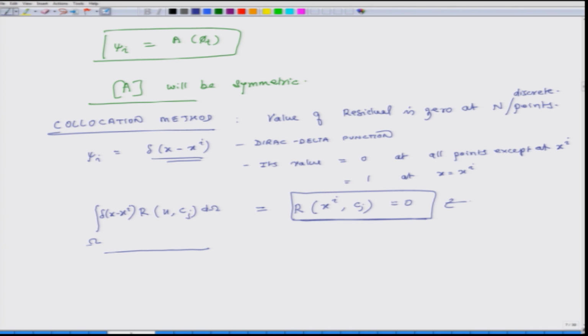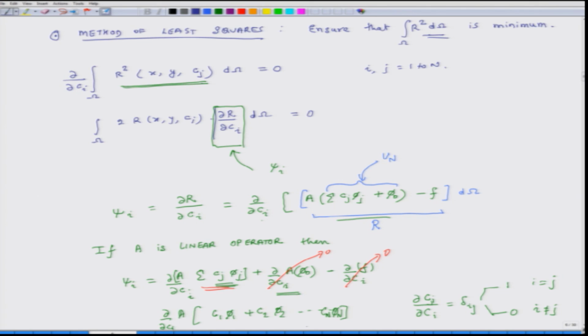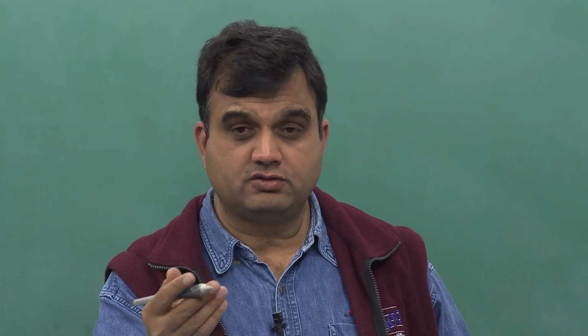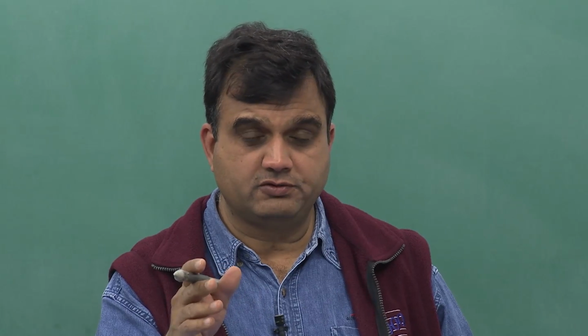So, in this case my psi is a Dirac delta function. In the case of the method of least squares, my psi was del r over del c, but effectively what we had seen is that it comes down to A of phi I. In the case of the Galerkin method, psi I was the same as phi I, and in the case of the Petrov-Galerkin method, psi I and phi I were different, they were required to be different.